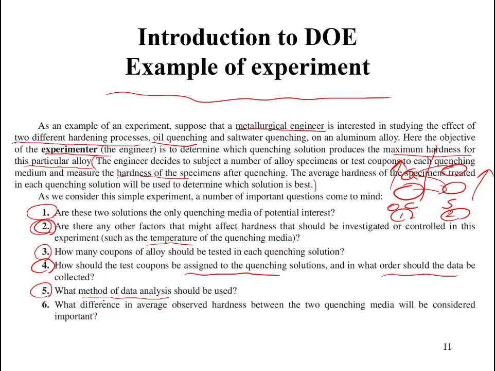You will see after this what the different methods for analyzing our data are and how we can use them. The other question to be answered here is what difference in average observed hardness between the two quenching media will be considered important. After we run the experiment, imagine we have three samples here, so we will have an average value for hardness here, and an average value for hardness here also. Then we need to compare these two averages.